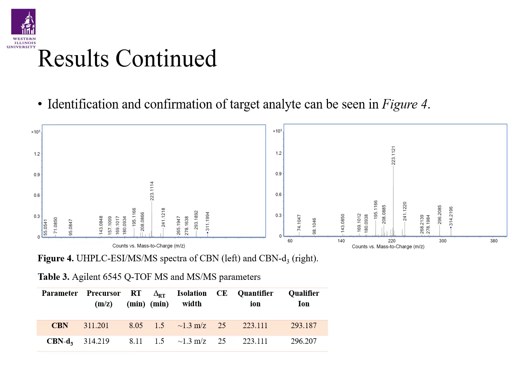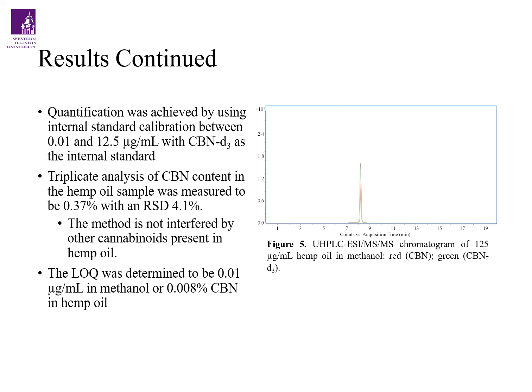The quantifier ion is going to be your most abundant ion in the spectrum and is used for quantification purposes along with confirmation of identity. The qualifier is your lesser abundant ion, but it is monitored in order to aid in proper identification of our analyte, in this case CBN. Now, all three of these ions are present in our spectra with mass accuracy, so therefore identity and confirmation of the analyte has been achieved, and this allows for proper sample analysis.